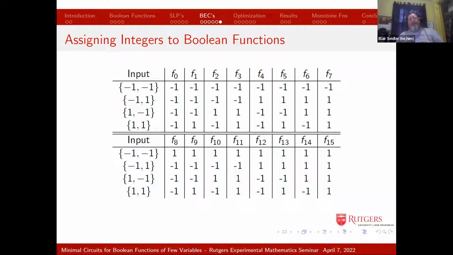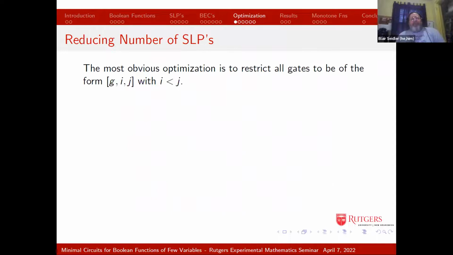And why this ordering is useful will come up when I talk about monotone functions. But for now, this is the ordering that we're using. Okay, so that reduces the number of functions I need to find. Now I have to start pruning the number of circuits so that I can maybe have my code run in some reasonable time.